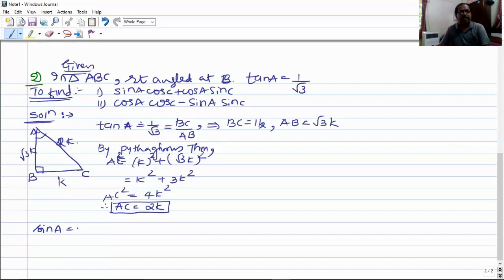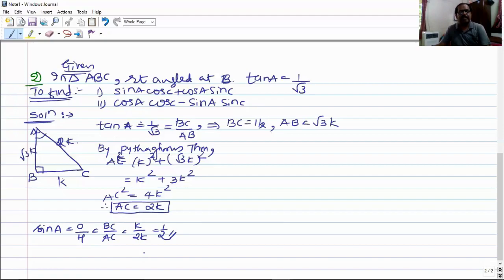How much is sin A by definition? By definition, sin A is opposite by hypotenuse. What is the side opposite to the angle A? Obviously it is BC. And how much is the hypotenuse? The hypotenuse is AC. And we know the values of these two. BC is k and AC equals 2k, so it is equal to 1 by 2 only.